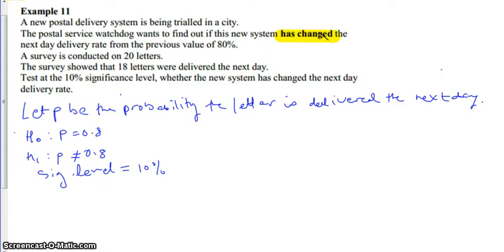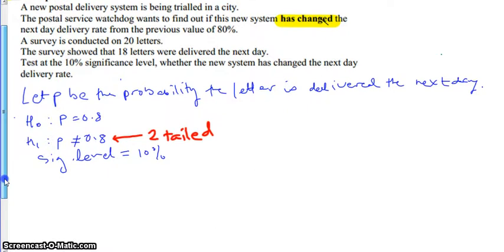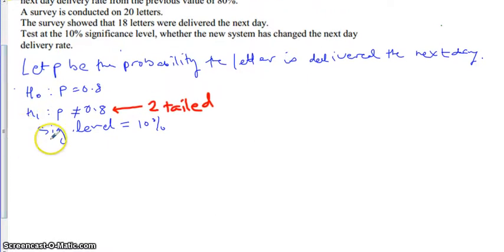Now it's worth pointing out here that this is two-tailed because it's not a greater than or less than situation. It's simply a not equal to.